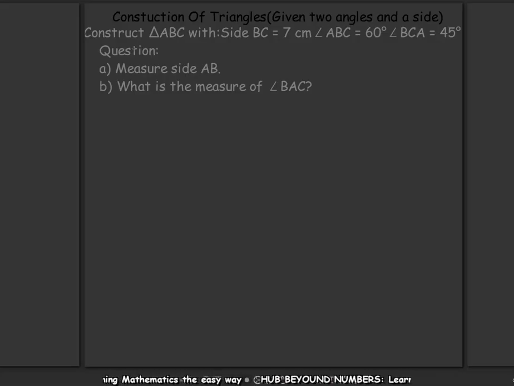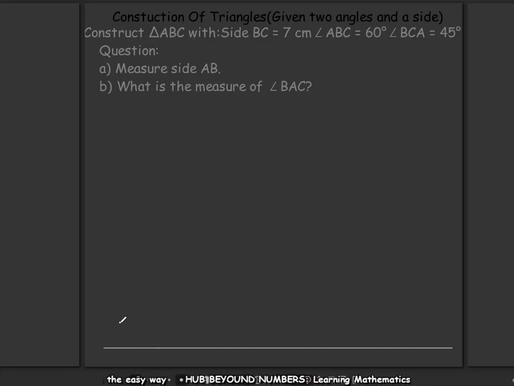Now, the first question is you have to construct triangle ABC with BC being 7 centimeters, the angle at B being 60 degrees, and the angle at C being 45 degrees. So as usual, the first thing we need is our straight line. So I'm going to draw a straight line over here. Let me use a white marker. So this is my straight line, and its measure is supposed to be 7 centimeters. So I'll take note of where my B is supposed to be.